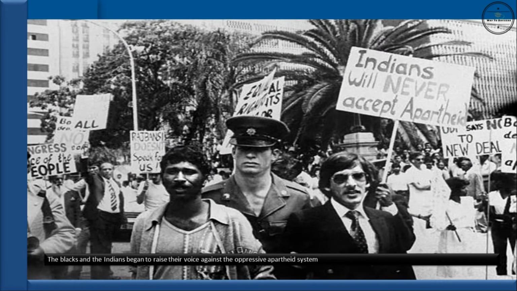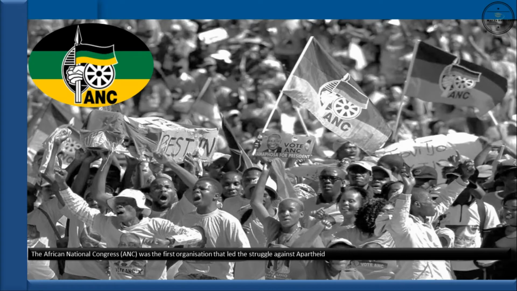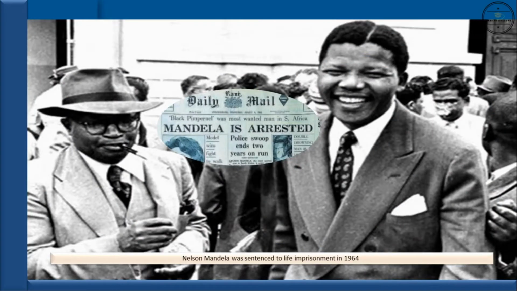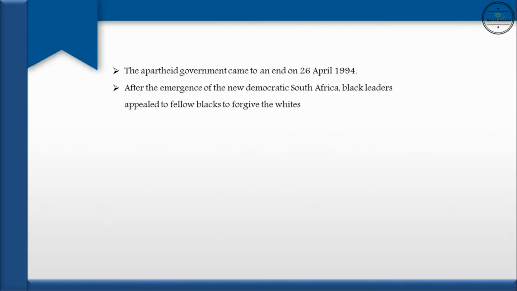The blacks and the Indians began to raise their voice against the oppressive apartheid system. The African National Congress was the first organization that led the struggle against apartheid. Nelson Mandela led the struggle of the non-whites against the South African government. Nelson Mandela was sentenced to life imprisonment in 1964. The apartheid government came to an end on 26 April 1994.